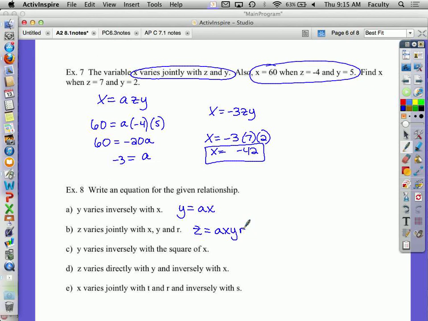Yeah, Daniel? The y equals a over x squared. Yeah, that's it. Notice it did not say square root. I sometimes have students who put a square root, and I'm like, it didn't say square root. It says square, so that's x squared.